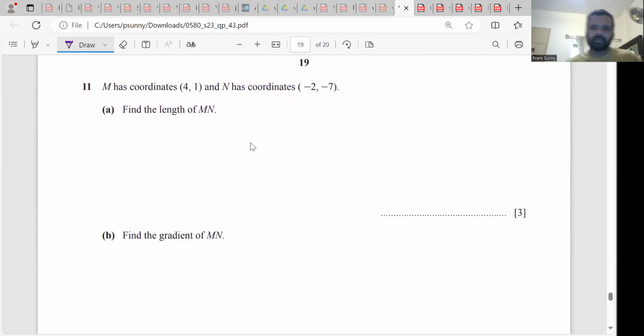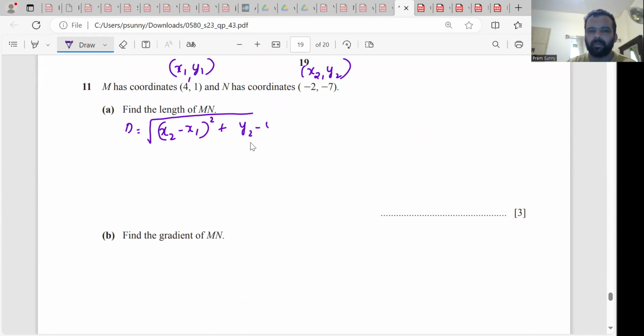Moving on to the 11th one here. M has coordinates 4, 1 and N has coordinates minus 2, minus 7. Find the length of MN. To find the length of MN, we need to use the distance formula. If we have x1, y1, and x2, y2, then the distance formula d is equal to root of x2 minus x1, the whole square, plus y2 minus y1, the whole square.